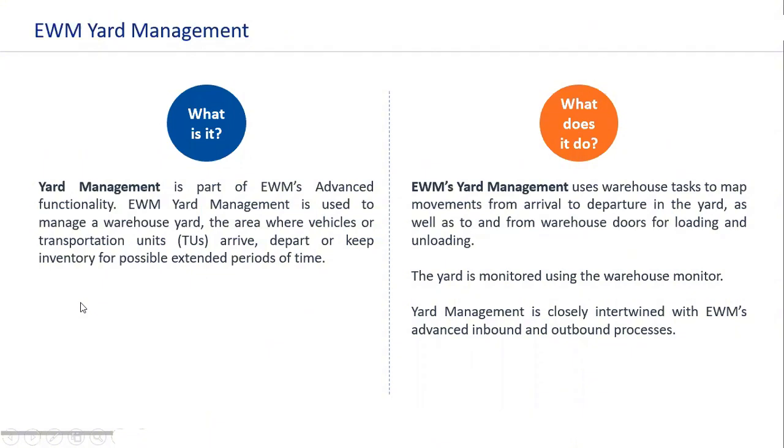So yard management, what is it? Yard management is part of EWM's advanced functionality. EWM yard management is used to manage a warehouse yard, the area where vehicles or transportation units arrive, depart, or keep inventory for possible extended periods of time. What does it do? EWM yard management uses warehouse tasks to map movements from arrival to departure in the yard, as well as to and from warehouse doors for loading and unloading. The yard is monitored using the warehouse monitor and is closely intertwined with EWM's advanced inbound and outbound processes.